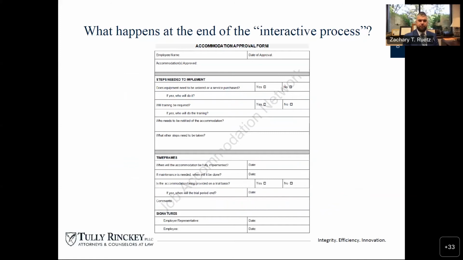And this is an example from Jan of an accommodation approval form. This will look different for every employer, every agency, but it has the basic information that is on an accommodation approval. It might be in the form of a letter, but it will contain this information. And you can see when the accommodation was approved, how long it will be implemented, whether or not it's on a trial basis, whether or not there's been equipment ordered and who's going to do that, whether or not there's training, other steps for management or your supervisor. And this will be signed by both the employer and the employee so that everyone is aware of what the accommodation is.